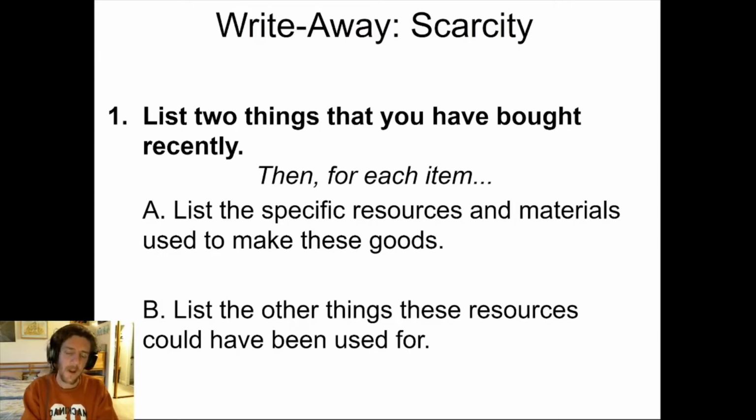If you're following along at home, check out this right away question here on the topic of scarcity. So just kind of close your eyes for a second and think back in your mind to the two most recent things that you purchased. And for each item, list the specific resources and materials used to make these goods and list the other things these resources could have been used for. Go ahead and pause the video, take a moment, and think through that question. All right, let's say you're done.